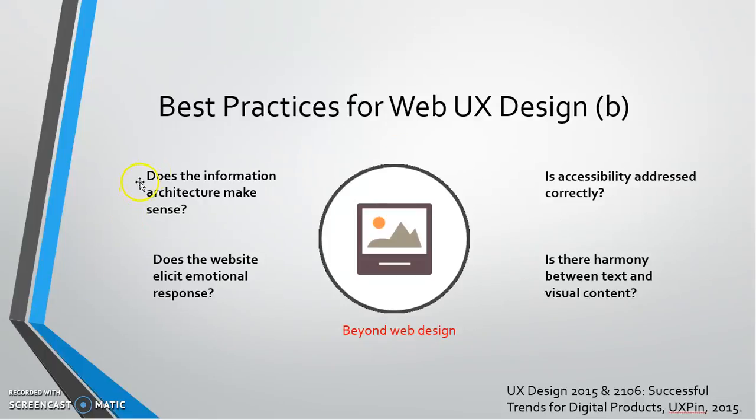We should also look at the information architecture. How can we highlight important information to the user? We should also look at how can we create curiosity in the user so that the user will further explore the interface. We should also look at the accessibility issue. How can we put our website at the top ranking when we are doing a Google search? There should be also a harmony between the text and visual content.